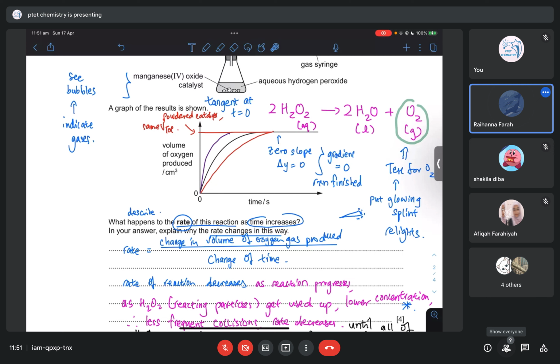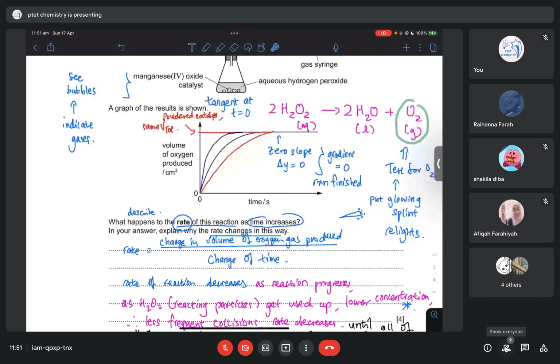Hi, Raihana. So between this reaction and this reaction, the blue color line and the purple color line, they produce the same volume of gas because I still have the same catalyst. Catalyst does not affect how much product I get. It only speeds up the reaction.